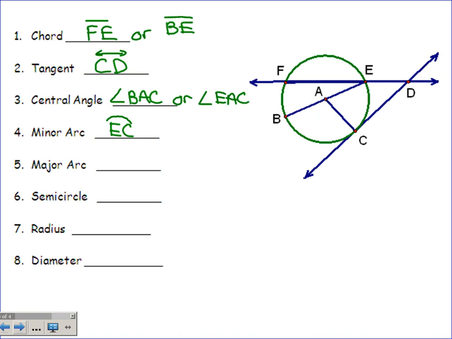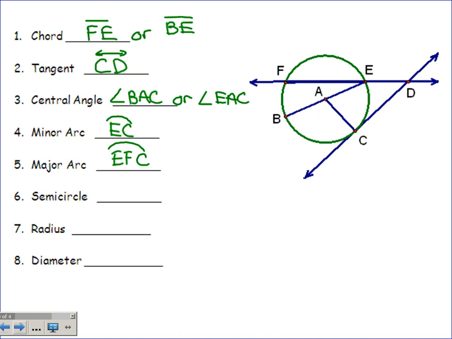Major arc. We need 3 letters. Let's use EC as well, but instead of going just this way right here, let's go the other way. So how do we say that? You've got to say E, C's at the end. What's in between? Either F or B. I'm going to say F. It doesn't make any difference. Any point in between, so I could say EFB or EFC, or I could say EBF. It just tells me which direction I'm going. Okay? Is that fine? Yes.